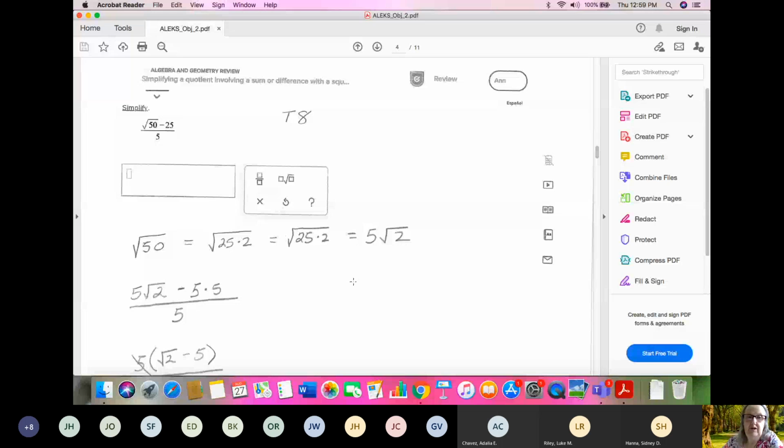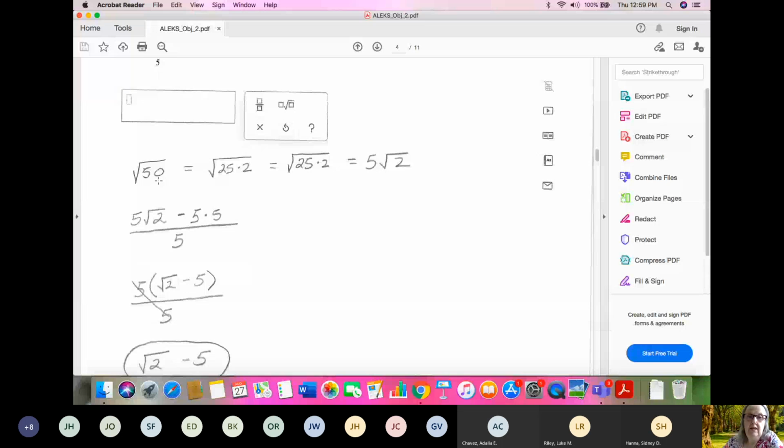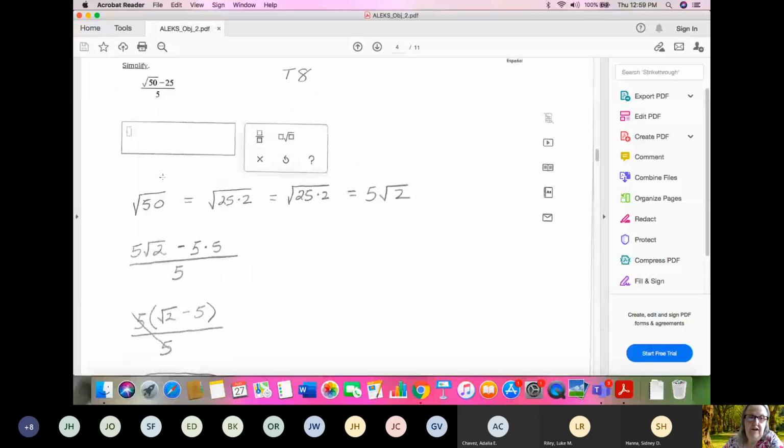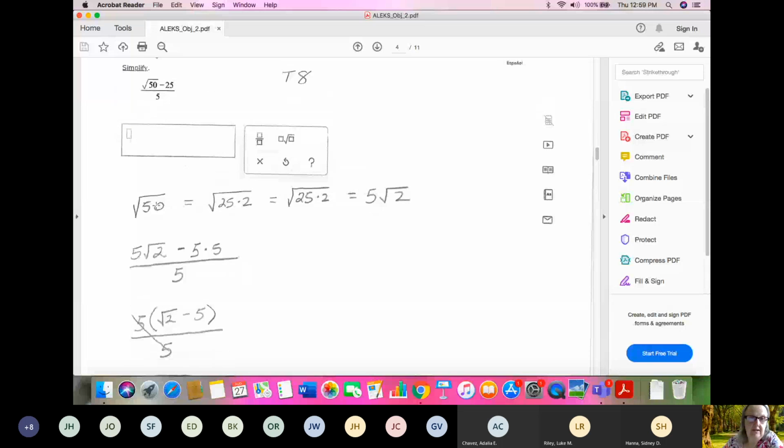So what are we going to do? We're going to take out the square root of 50 and replace it with 5 root 2, so we get 5 root 2 here. Minus, while I'm at it, I'm going to break down 25. Why am I going to do that? Because I see a 5 here and a 5 here. So I'm going to write this minus 25 as minus 5 times 5 divided by 5.